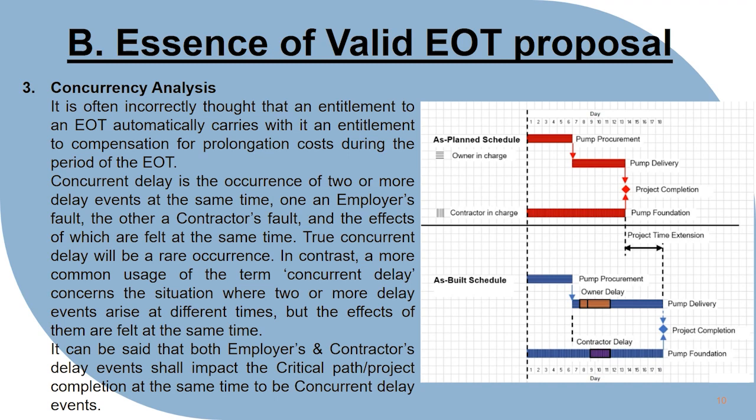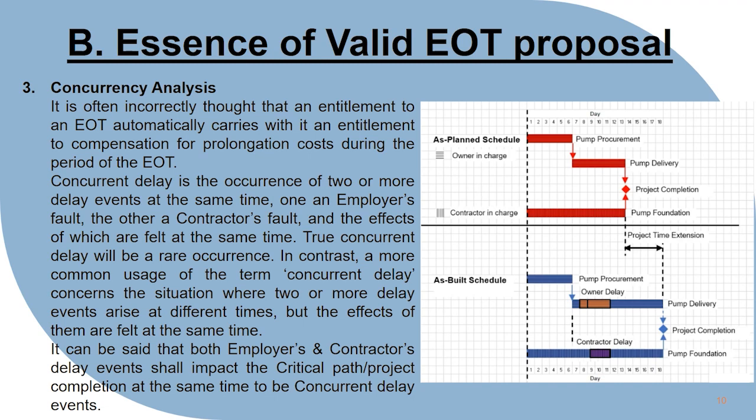In contrast, a more common usage of the term concurrent delay concerns the situation where two or more delay events arise at different times, but the effects of them are felt at the same time. It can be said that both the employer's and contractor's delay events shall impact the critical path at the same time to be concurrent delay events.